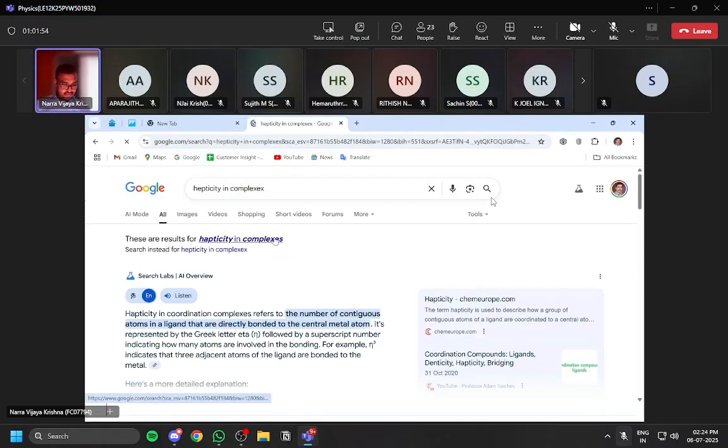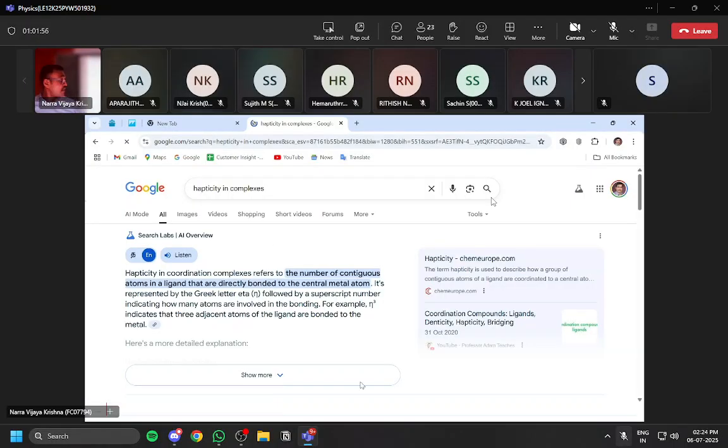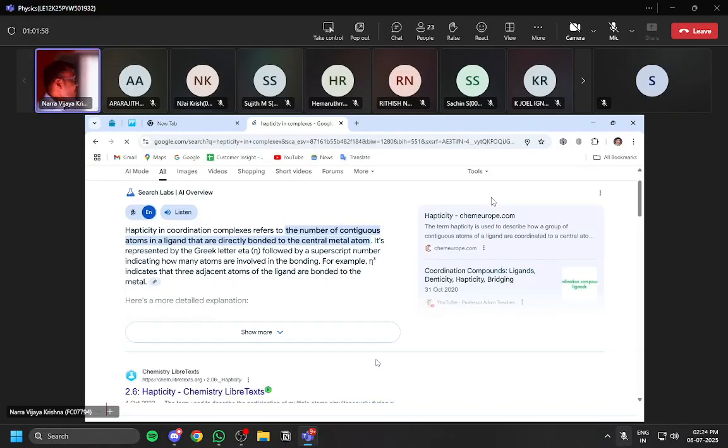Hapticity refers to the number of contiguous atoms in a ligand that are directly bonded to the central atom. It is represented by the Greek letter eta followed by a superscript number indicating how many atoms are involved in the bonding. For example, hapticity 3 means 3 pi electrons are involved in bond formation. Clear?